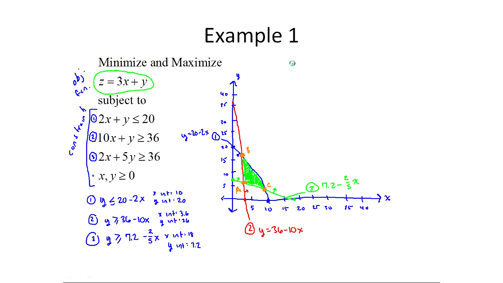What I'll also start here is I'll start a corner point table, and I'll start finding values of Z for each corner point. So we're going to have corner point A, B, and C. All right, so to find corner point A, you could set line 2 equal to line 3 and solve, and that's fine. But I'm going to do this on the calculator. It's a little bit quicker.